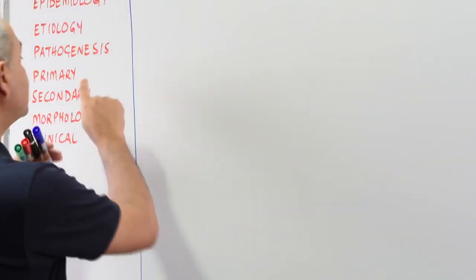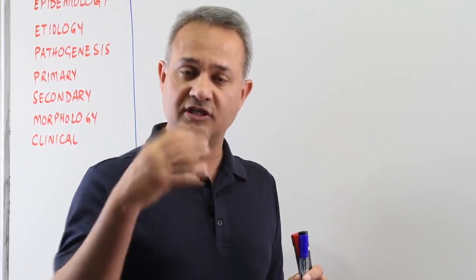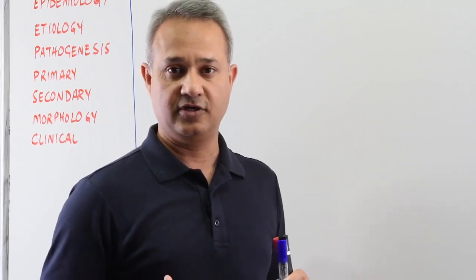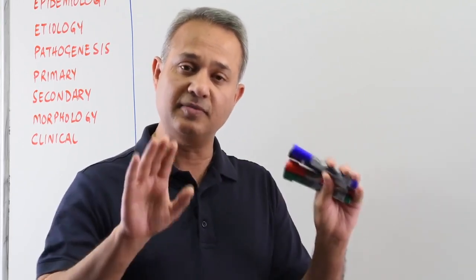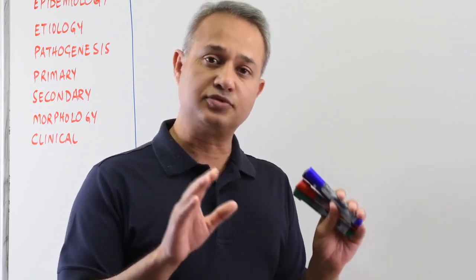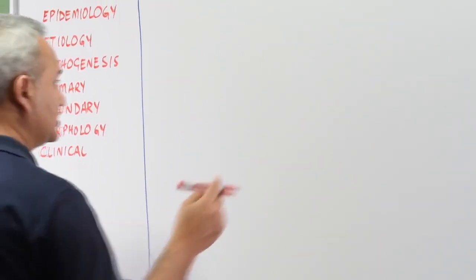Let's start with the primary tuberculosis because the pathogenesis is different, the structure, the morphology is different, and the clinical aspects are different. So you have to be able to separate them. Imagine these as two separate diseases. So let's start with the primary tuberculosis. Primary tuberculosis starts with this.